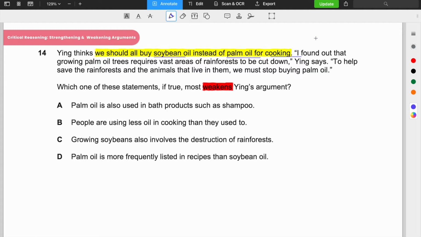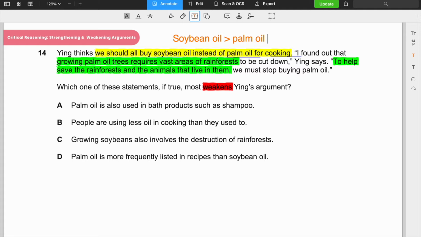And then you want to find out any supporting premises that Ying has provided in his argument. I found out that growing palm oil trees requires vast, so large areas of rainforest to be cut down. To help save the rainforest and animals that live in them, we must stop buying palm oil. So his main reason is that palm oils destroy habitats, palm oils require rainforests to be cut down. So he's proposing a solution, which is soybean is better than palm oil for the environment and for protecting habitats.